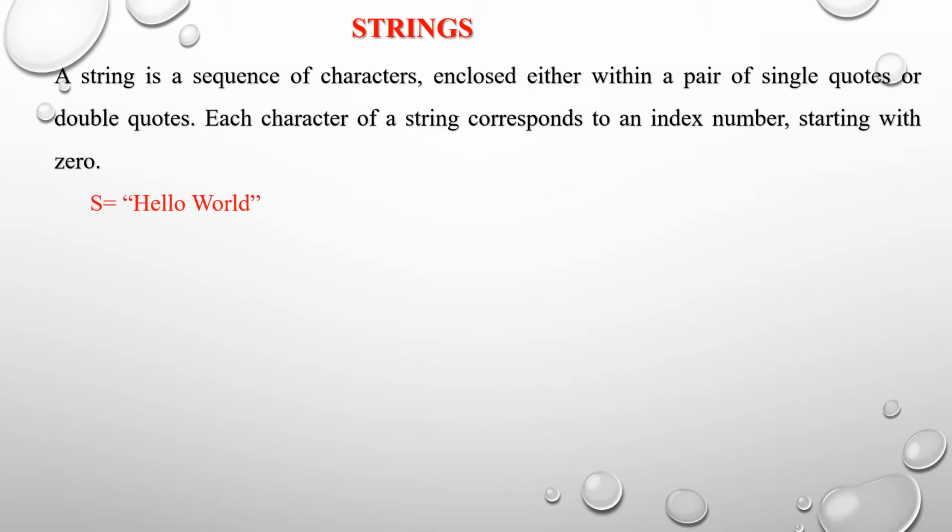So let's consider an example. S is equal to "hello world". Hello world is the sentence, and we enclose it with double quotes. The Python interpreter treats it as a string. So the type of "hello world" is string here. Hello world is stored in S, where S is the variable name.